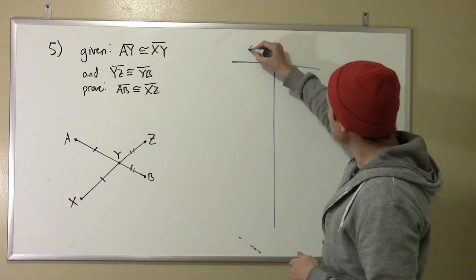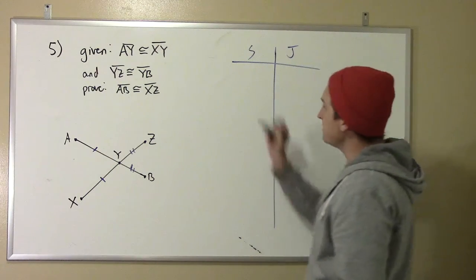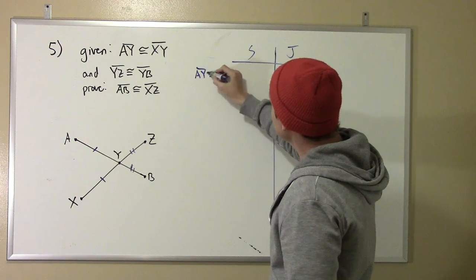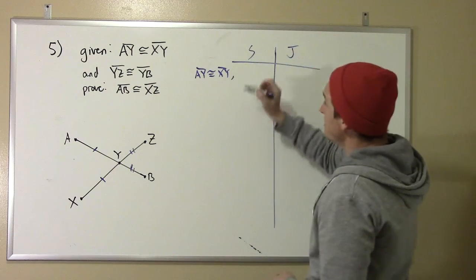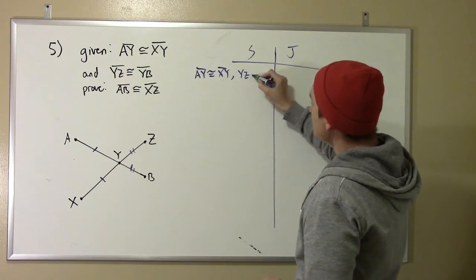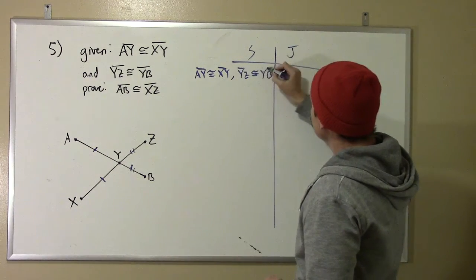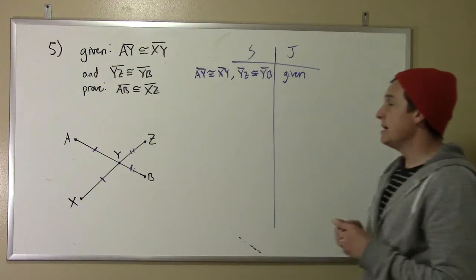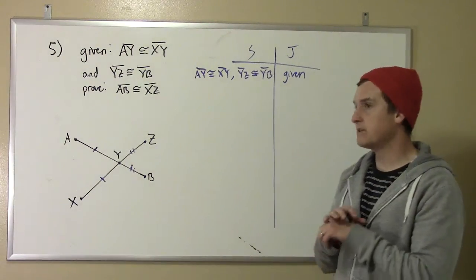Okay, so we got statements on the left, justifications on the right. And again, the first statement is just going to be our given. So we know that AY is congruent to XY, and also we know that YZ is congruent to YB. And that's given.